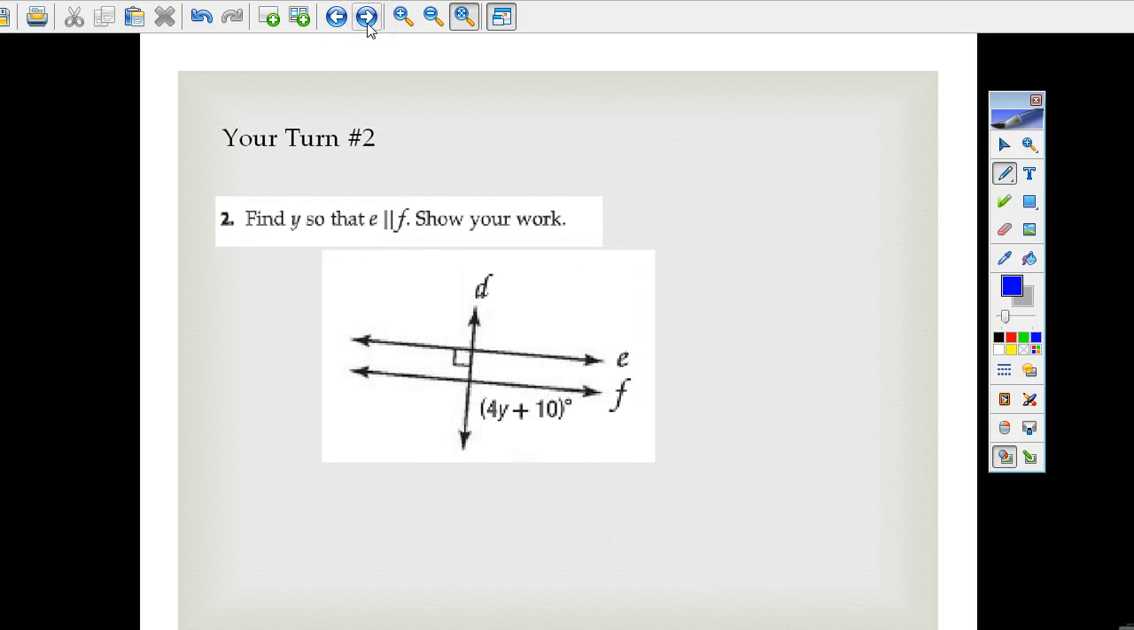Here's your turn, number 2. Find y so that line E is parallel to line F. That means they are perpendicular, hint hint. So set up your equation and find just y, and come back when you're done.